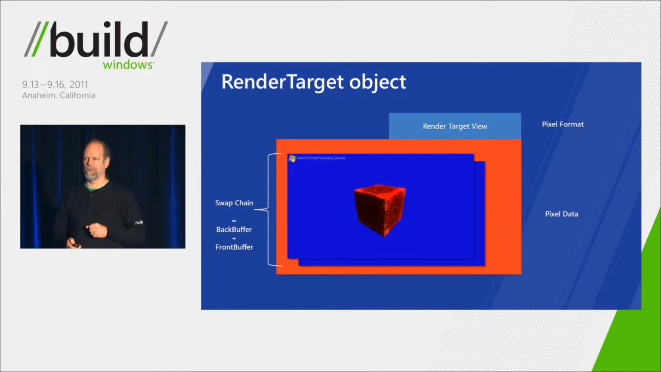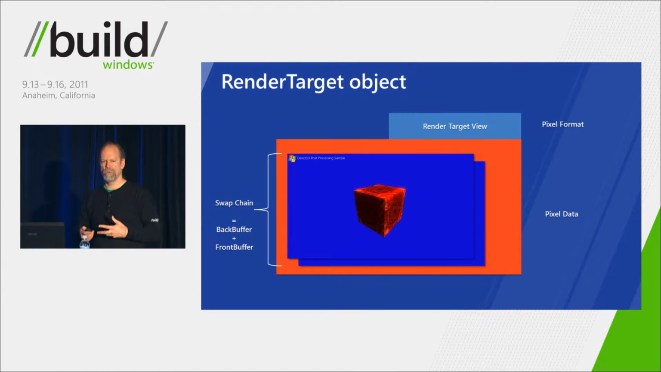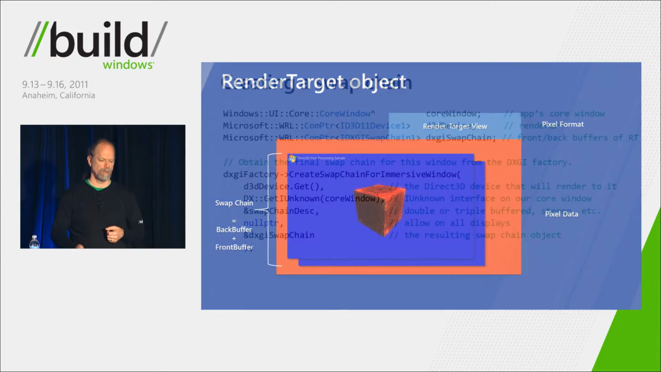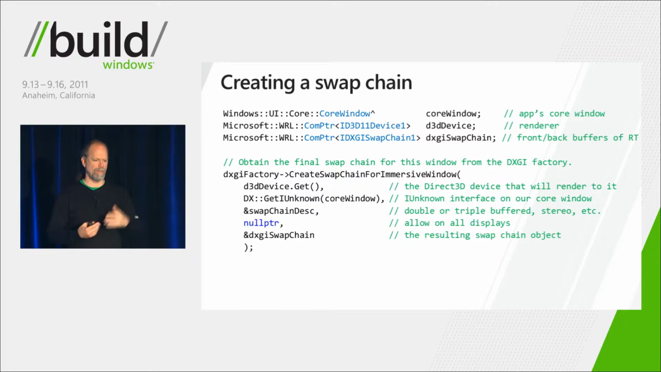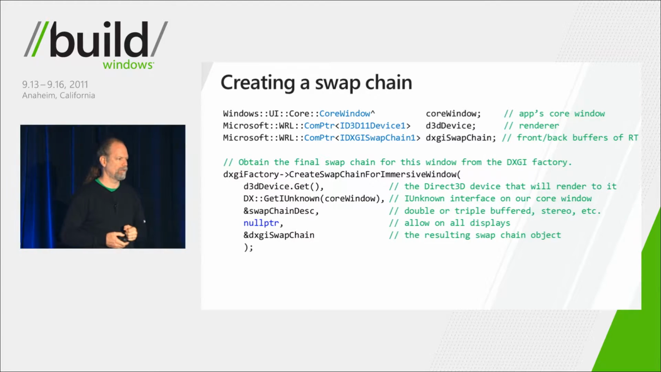But again, like all the other ones, it has a specific view object that you use to declare to the rest of the pipeline what the properties of that are in terms of the format of the pixels. Okay, so now the question is, I've got a Metro style application, and I've created my core window object, and it's got a nice little rectangle of pixels there on the screen that I would like to fill with Direct3D content. How do I get the graphics API and the 3D hardware device to actually render into that little rectangle?